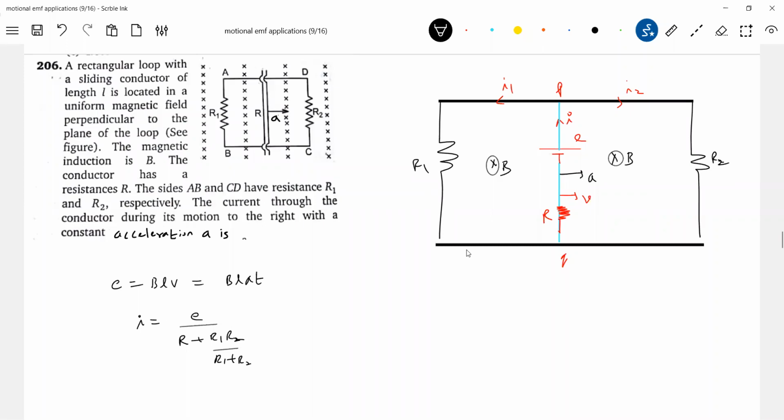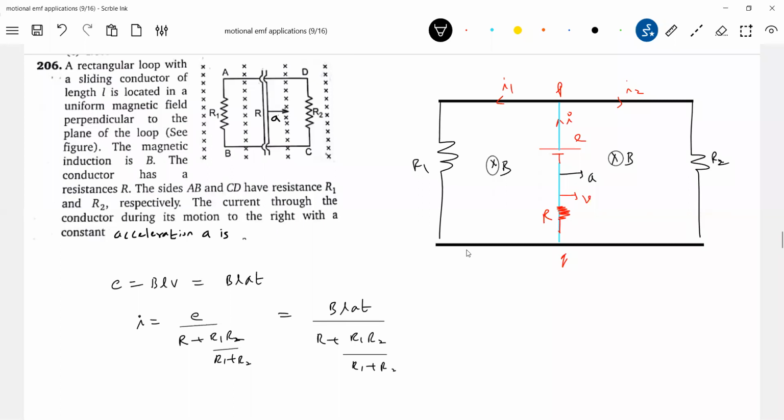You know enough of current electricity circuits. The moving rod will behave like a cell. If the rod has any resistance, bring that in series with that cell. Whatever the numerical, it's just a current electricity problem: series, parallel, or any other conditions may come. Apply current electricity ideas. What is Faraday's law? In the moving rod, an EMF will be induced across the rod. The rest, everything, you have to come back to either the laws of magnetism or current electricity ideas. Now what is I further? This will be BLat divided by R plus R1R2 by R1 plus R2.